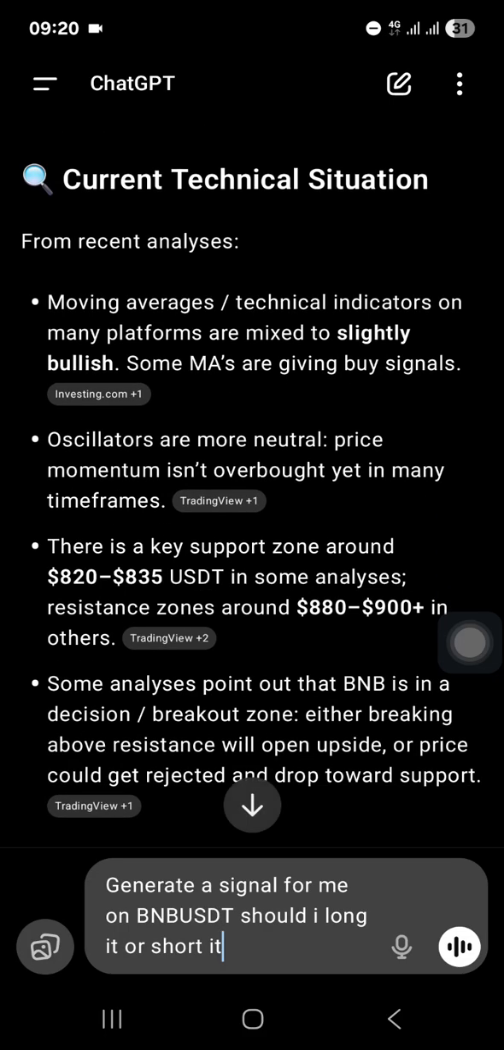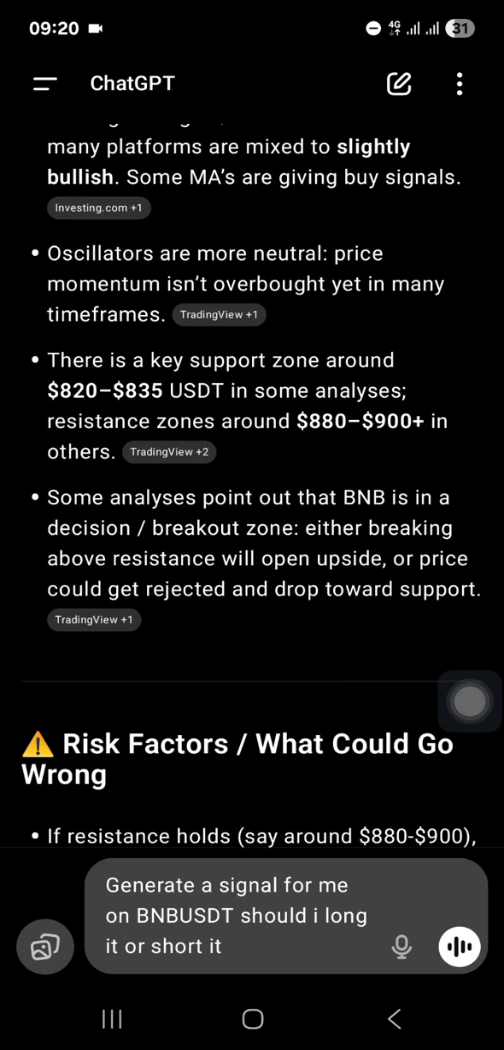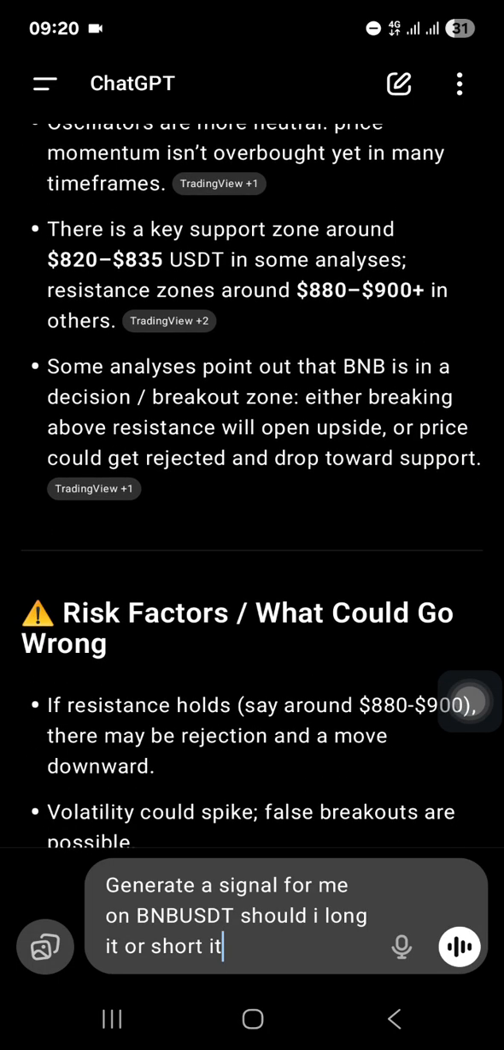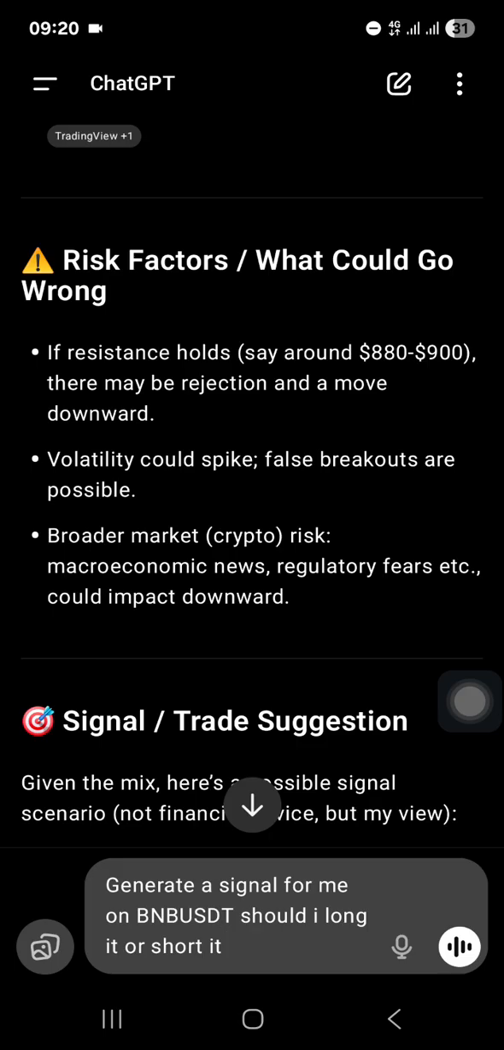From recent analysis, moving averages and technical indicators are mixed with slight bullish. Some MAs are giving buy signals. Oscillators are more neutral. Price momentum isn't overbought yet in the time frame. There is a key support zone around 820 to 885. Are you getting me? 880 and the likes. Some analysis point out that BNB is in a decision breakout zone, either breaking above resistance with upside. Now, risk factor, what could go wrong? If resistance holds around 880 to 900, there may be a rejection.